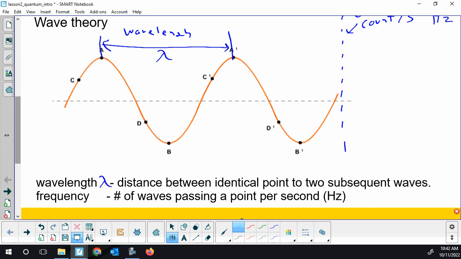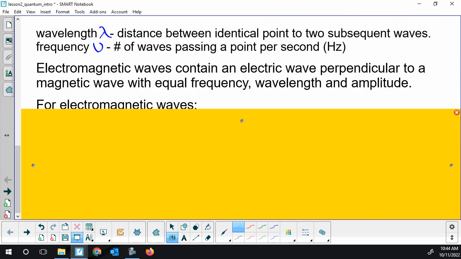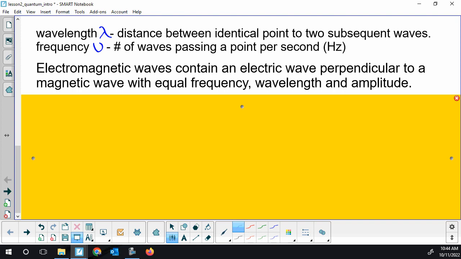So I'm filling in the symbols we're going to use. Wavelength is lambda, where frequency is nu. So that's some of our wave properties, talking specifically about electromagnetic waves. Electromagnetic waves have these perpendicular electric and magnetic components. Now, we're not going to look at the two components separate because they're going to have the same frequency, the same wavelength, and the same amplitude.